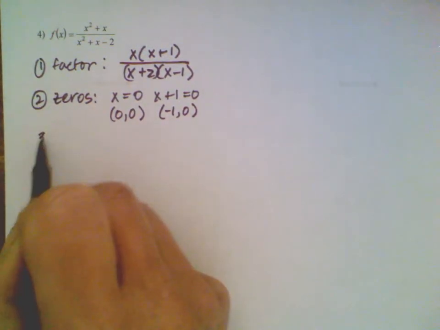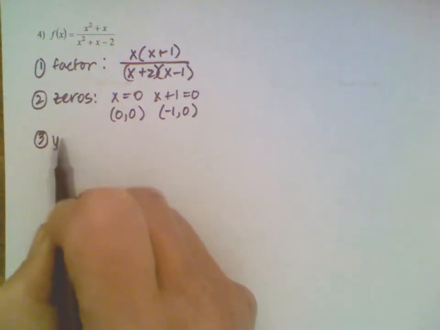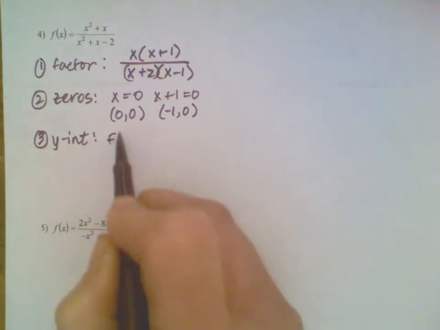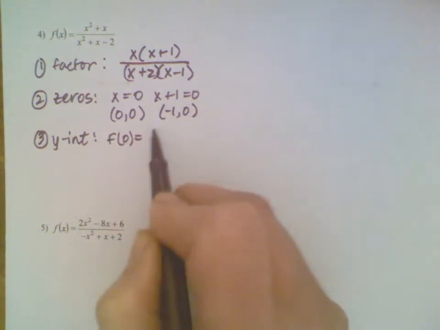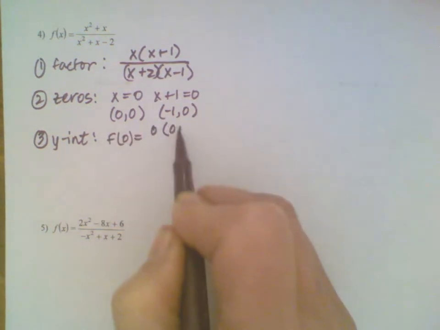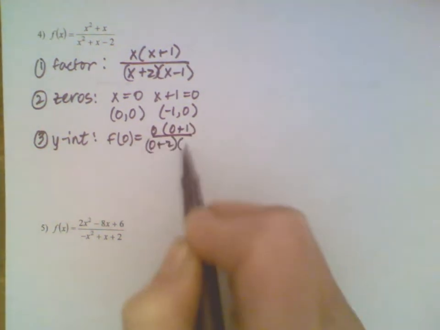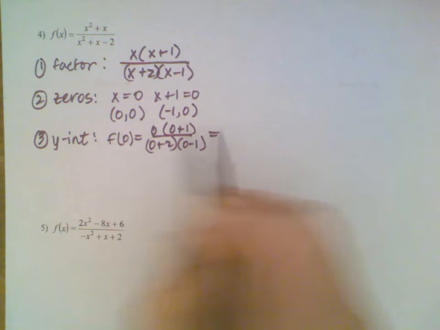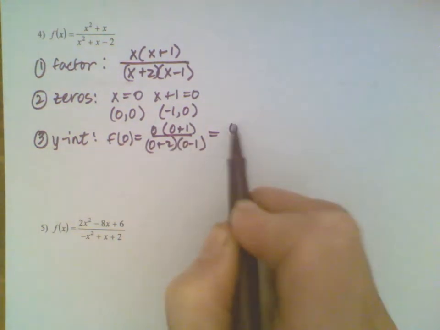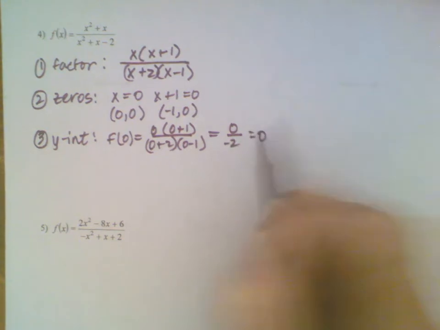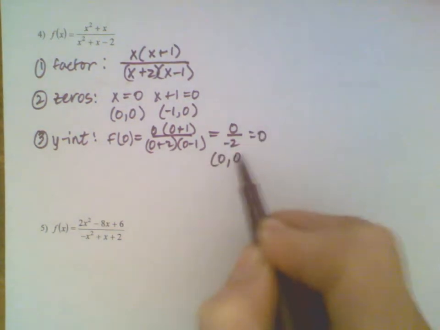For step 3, I'm going to find my y-intercept, and on my y-intercept, remember that means that I find f of 0. That means replace everything with 0. So this is 0 times 0 plus 1 over 0 plus 2 times 0 minus 1. When I do the math on that, 0 times 0 plus 1 is 0, and 2 times negative 1 is negative 2, or just 0, which means my y-intercept is at (0, 0).